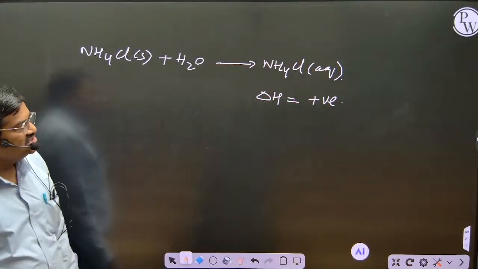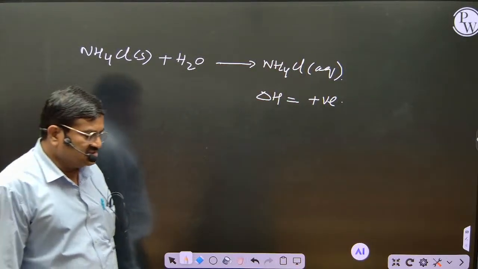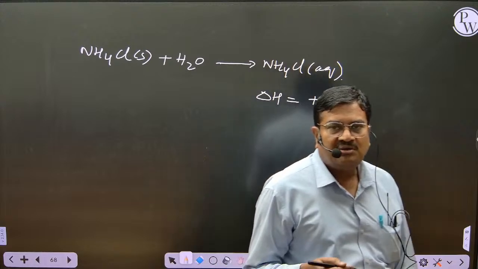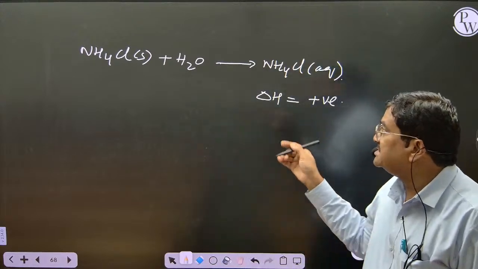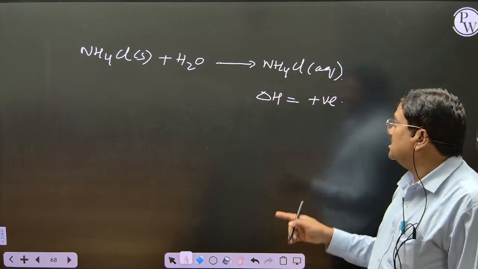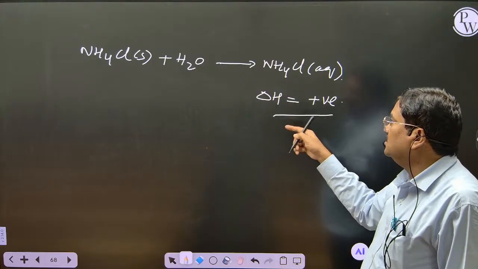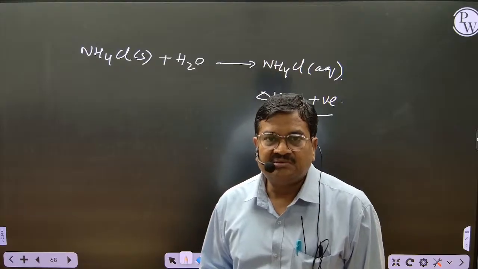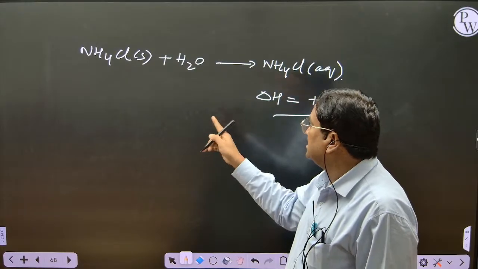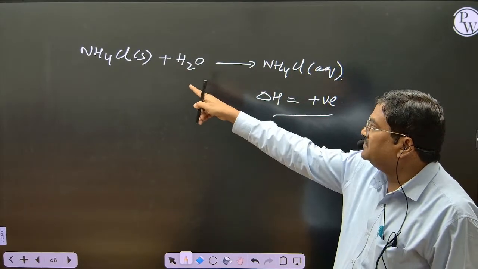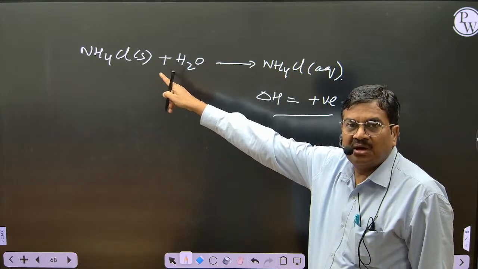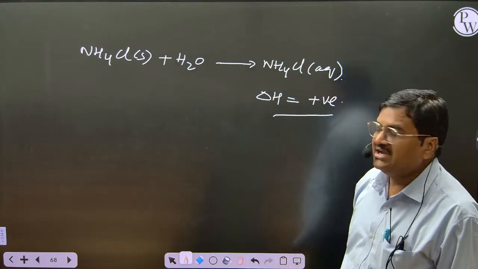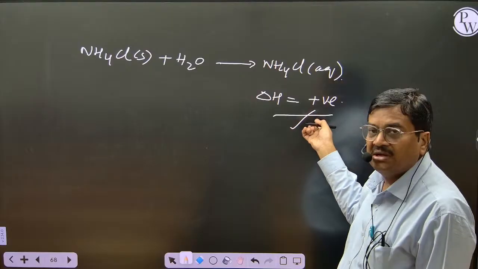Delta H is positive, what does it mean? Endothermic. So for this solute, what will be the temperature influence on it? Since it is endothermic, you know in Le Chatelier's principle, endothermic reaction favors high temperature. So with increase in temperature, solubility of this solute, who is that solute? Ammonium chloride increases with increase in temperature since the process is endothermic.